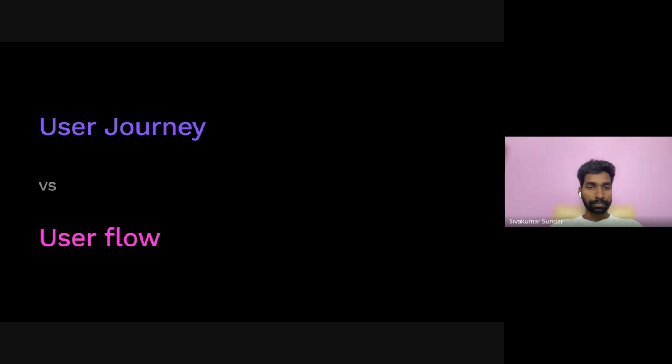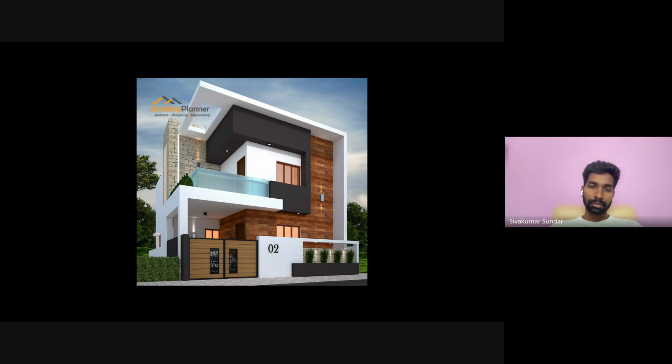Right? Let's see the next example. Why is the user flow important? So we'll take a real world example, right? We'll try to understand with a real world example. So if I show this image to a builder, and I ask him to build this house for me, will he be able to do it?